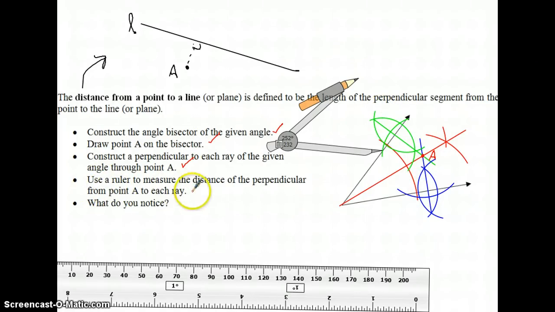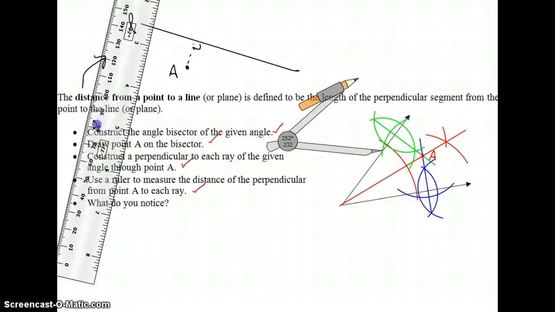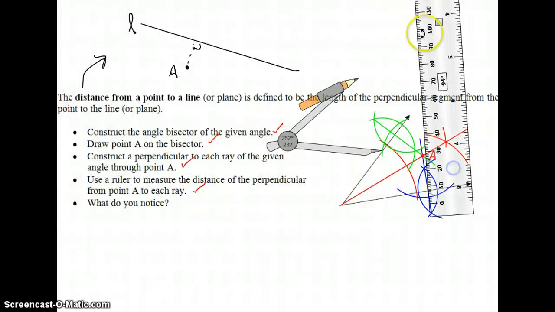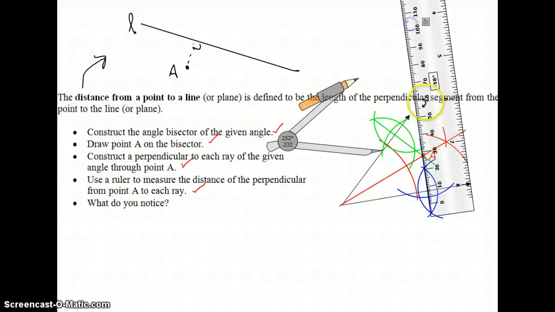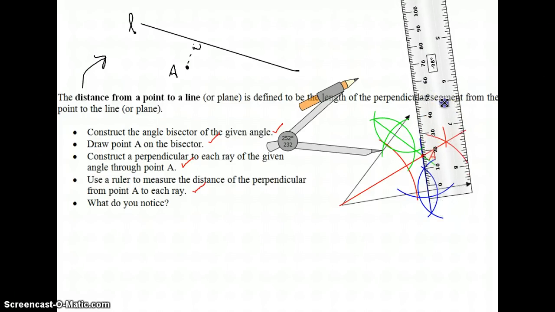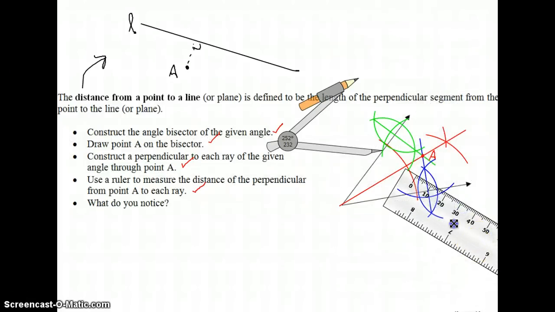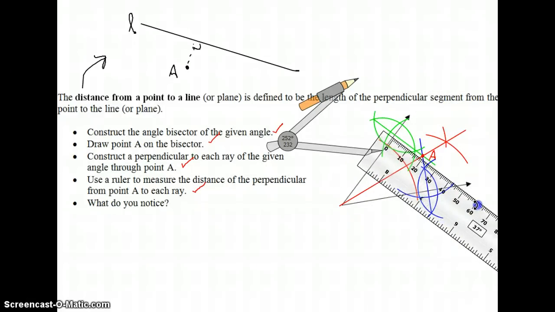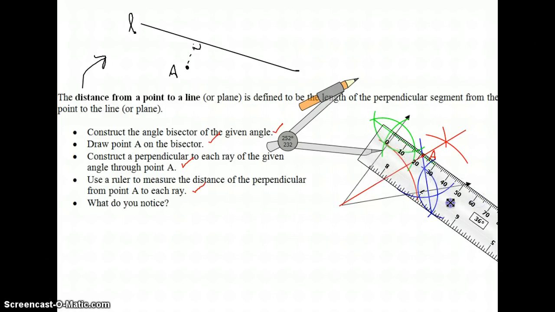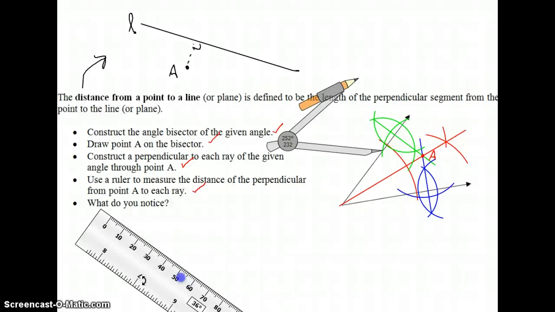Use a ruler to measure the distance of the perpendicular bisector from each ray. Okay, so we're trying to measure this. If you had a point A on the perpendicular bisector, guess what? The distance from A to this line down here is a little over 20, and the distance from A to the line over there is, guess what, a little over 20. Surprised by that?